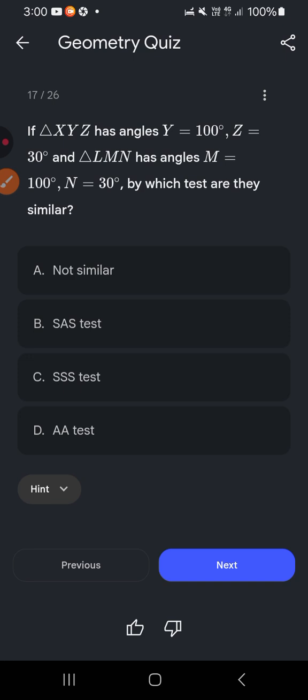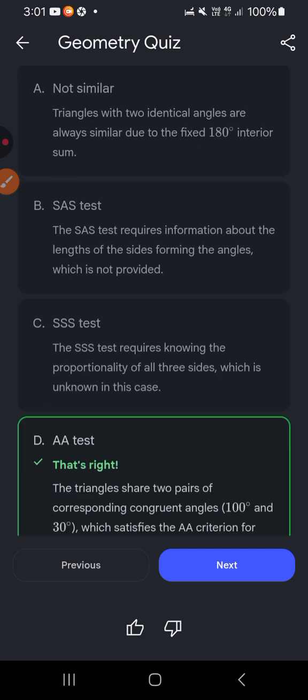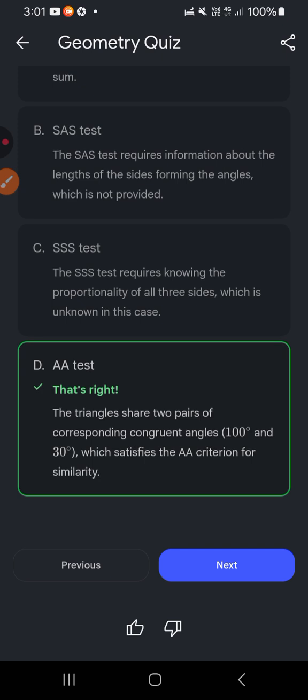If triangle XYZ has angles Y equal to 100 degrees and Z equal to 30 degrees, and triangle LMN has angles M equal to 100 degrees and N equal to 30 degrees, by which test are they similar? Correct answer is D. AA test. AA test of similarity.